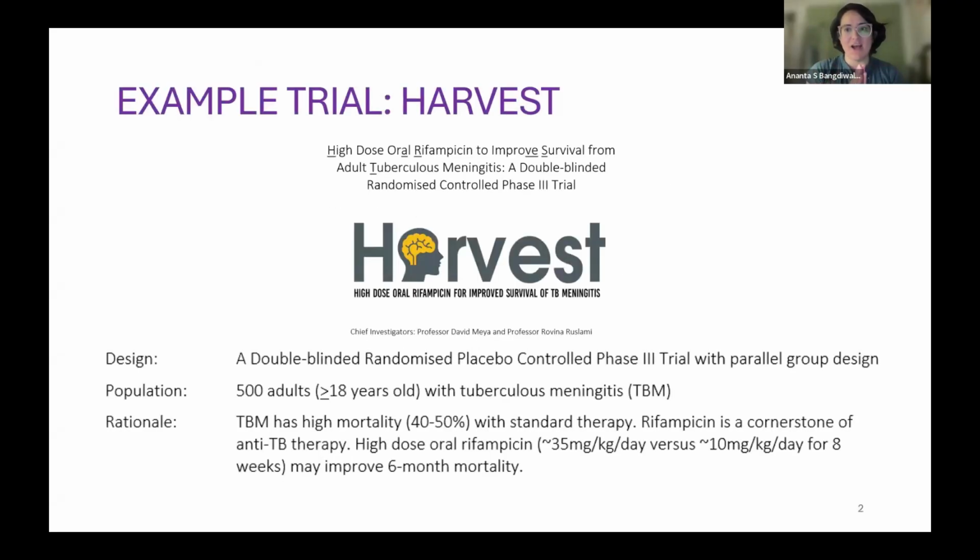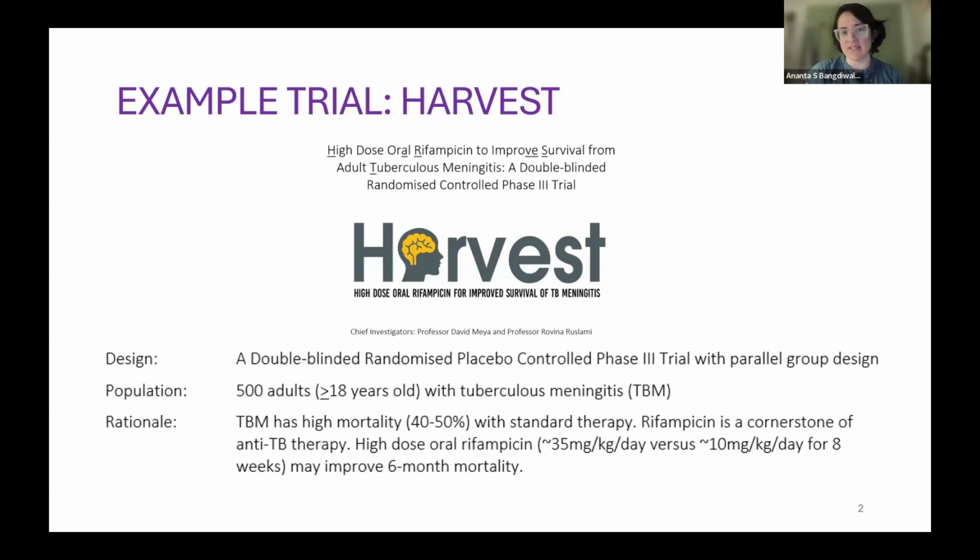First off, for all of the topics that I'm going to discuss today, I will do an overview, and then I'm going to apply one example from one trial. If you'll recall yesterday, I mentioned that I work on a lot of cryptococcal meningitis trials. And my team in the last couple of years has also started moving into tuberculous meningitis. One of our studies that we just wrapped up at the beginning of this year was called Harvest, where we were looking at high dose oral rifampicin to improve survival for adult tuberculous meningitis.